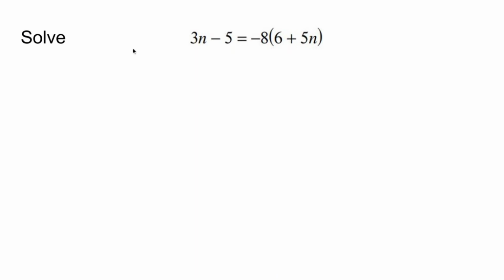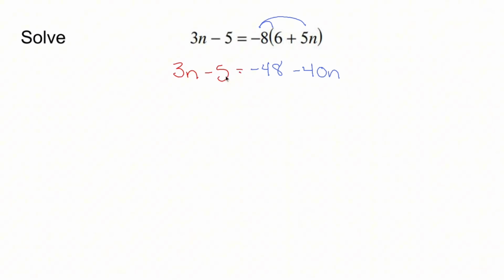So if you see distributive property in any solving equations problem, that's probably what you're going to want to do first. So we have negative 8 times 6, which is negative 48. We have negative 8 times positive 5, and negative 8 times positive 5 multiplies out to negative 40, and n comes along for the ride. Nothing happens with the left side because we did nothing with the left side. So drop down the 3n, the minus 5, and that equal sign right there.